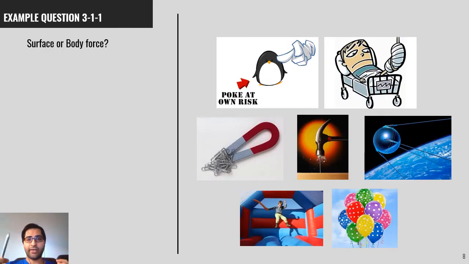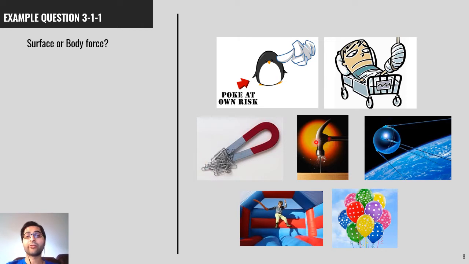Let's see that in an example. Here, can you identify the surface or body forces? So, poking a penguin, that's obviously surface forces. Surface forces that caused breaking of internal organs, like bone breakage here. Here we have body forces. The magnetic field attracts the magnetizable pile of material.